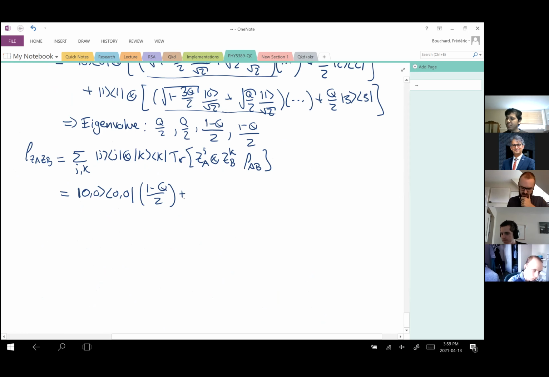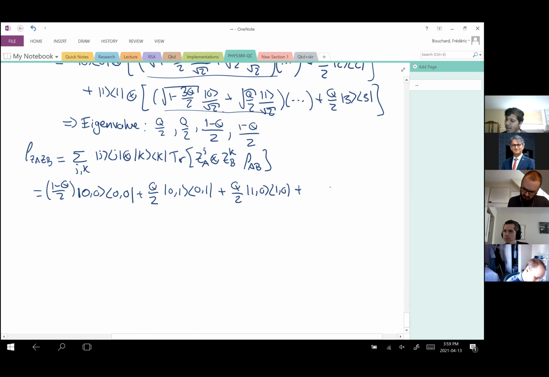Then similarly, I'll put it in front. Okay, that's better. You'll get Q over 2. Those are the diagonal elements in the identity matrix. Q over 2, 1, 0. Then finally, Q over 2, 1, 1. So that's rho ZA ZB. You see it's already diagonalized, so we know the eigenvalues.